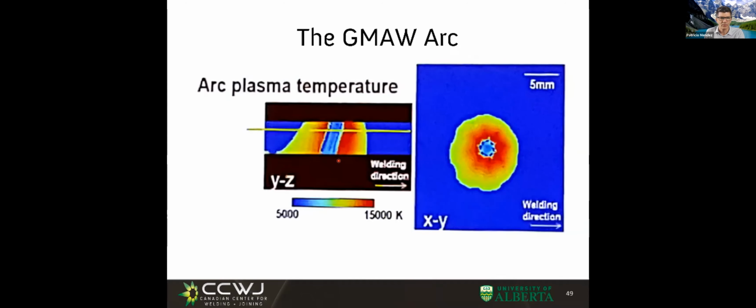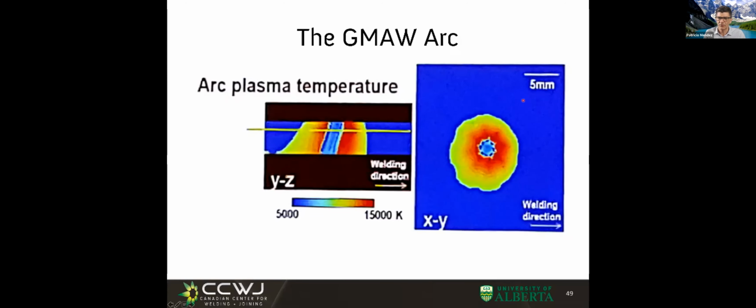If I make a cross section of the temperature of the arc in MIG, I would see the temperature goes high and then dips and has a bump down in the middle and goes up and comes back down like a camel hump. It's a very different temperature distribution. All right, so much for the welding arc.